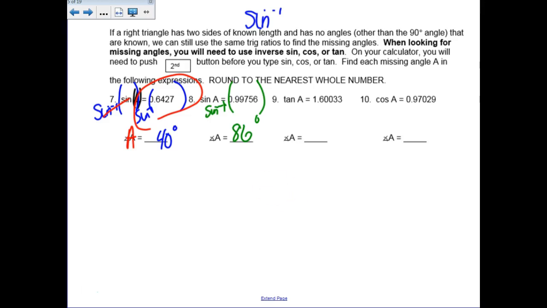So how do I undo a tangent function? Same way, but this time I have to use inverse tangent. Now I'm being lazy. I'm just writing it one time. Technically, we're applying it to both sides, but whatever. Inverse tan of 1.60033. 58. Thank you. And then, just for good measure, how do you get rid of a cosine function? How do you undo cosine? Same way, but this time we use inverse cosine. 14? Okay. Awesome.